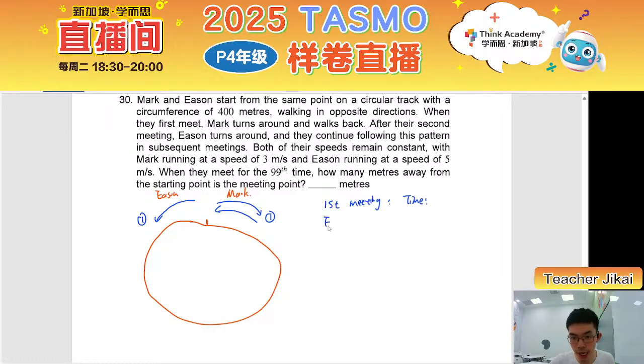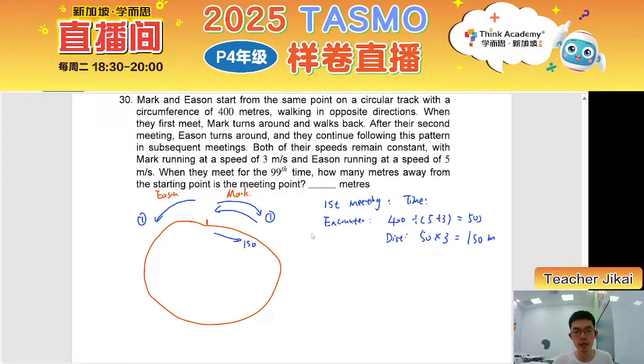It is an encounter problem, right? For the first one, they are moving in different directions, so it is an encounter. The time is 400 meters divided by the sum of their speeds, so it is 50 seconds. So the distance will be 50 times 3, which is 150 meters here. So it will be 150.